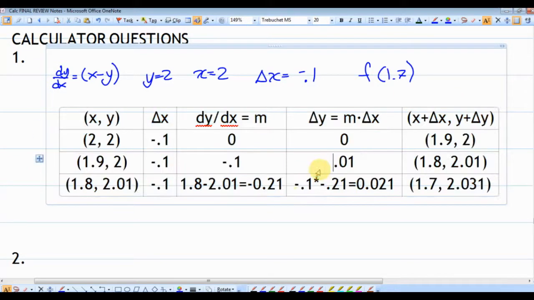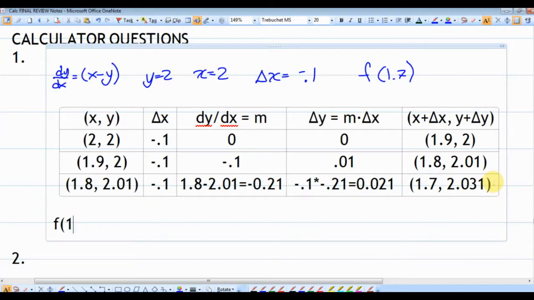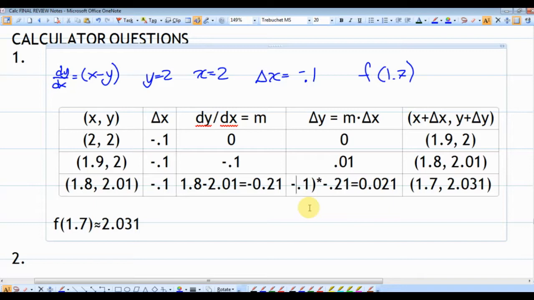Are we there yet? Yeah. Good. Okay, so that was it. So f of 1.7 is approximately equal to 2.031. Questions on this?